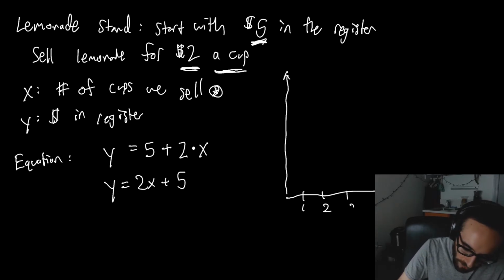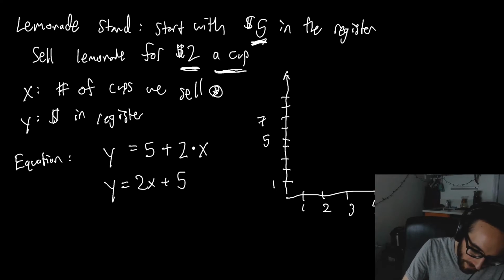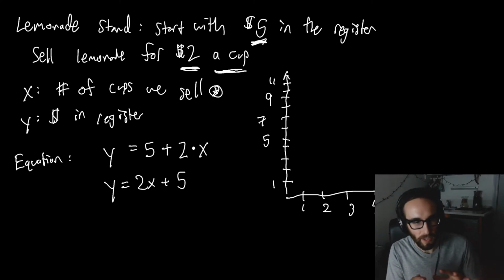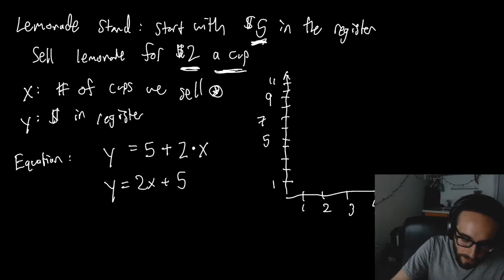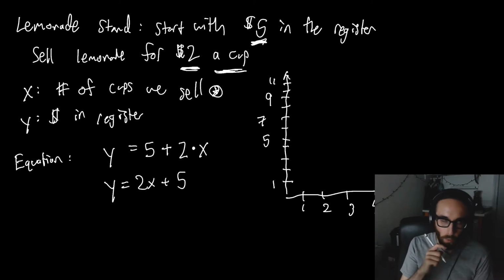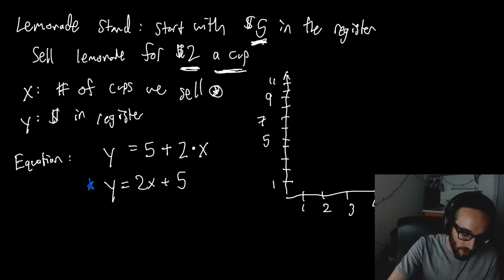1, 2, 3, 4. Then maybe we have 1, 2, 3, 4, 5, 7, 9, 10, 11. Okay, so kind of like a quick graph. When we're graphing a linear relationship, we have two pieces of information in this equation.